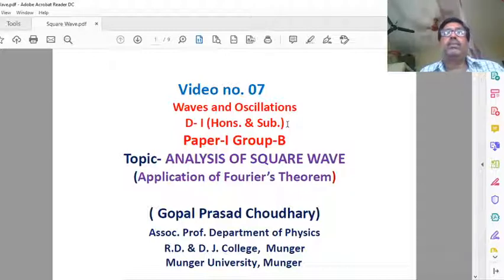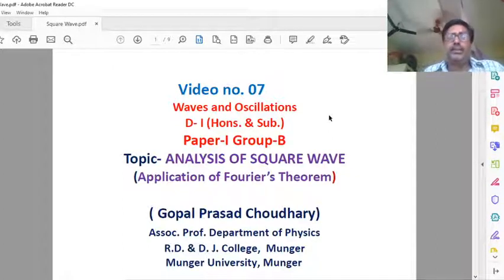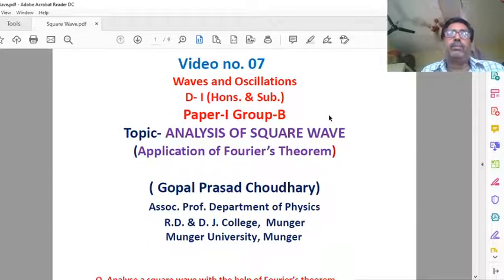But when the question arises about complex vibration, this simple mathematical relation can't be used. So Fourier gave a series through which we can analyze the complex vibration. Today's topic is analysis of square wave.